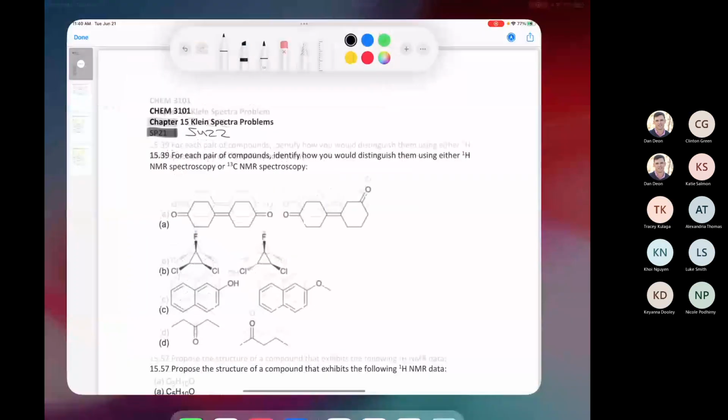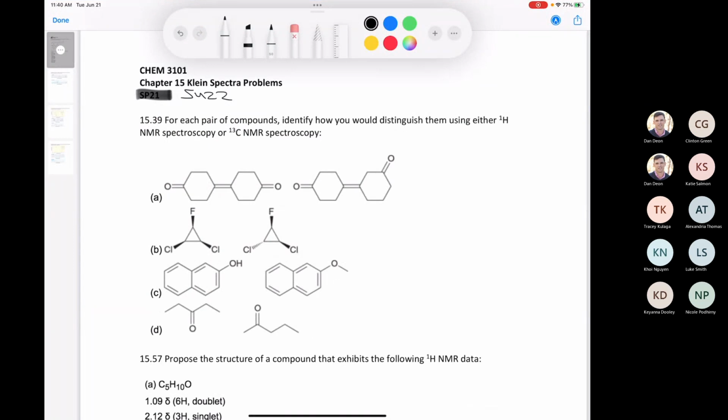Okay, so let's take a look at some practice problems together. You can find these problems on Canvas in the Chapter 15 module. Question 15.39 asks us, for each pair of compounds, identify how you would distinguish them using either proton NMR spectroscopy or carbon-13 NMR spectroscopy. Let's start with A.